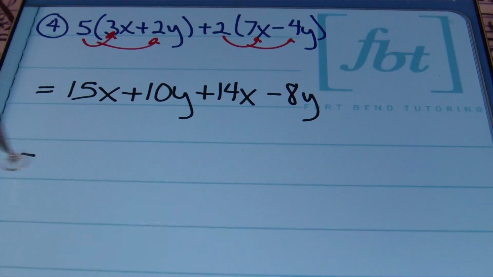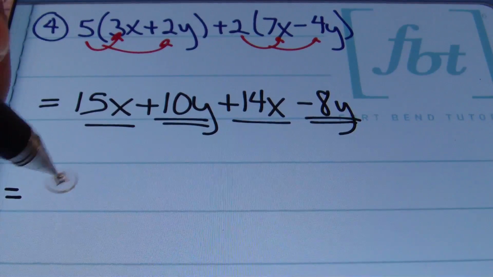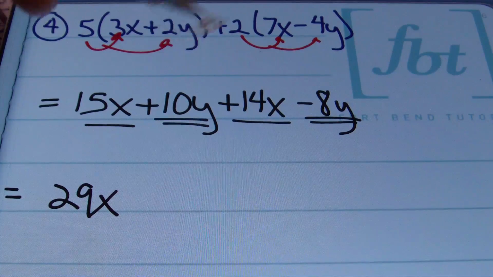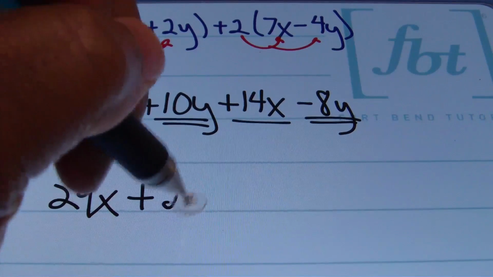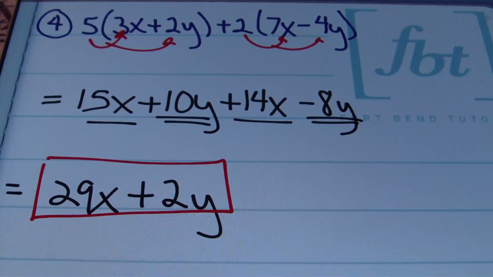And then we'll add 15x plus 14x to give us 29x, and then combining our y's together, 10y minus 8y, just 10 minus 8, will give us a positive 2y, and this is our answer, 29x plus 2y. Let's go ahead and put a box around this. Done and done, ladies and gentlemen. That's problem number 4. Let's move on to our next problem, problem number 5.